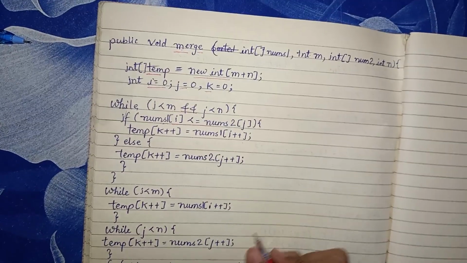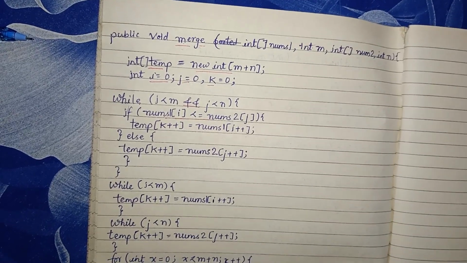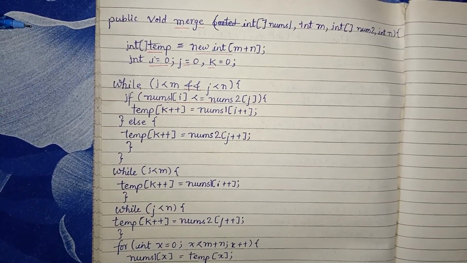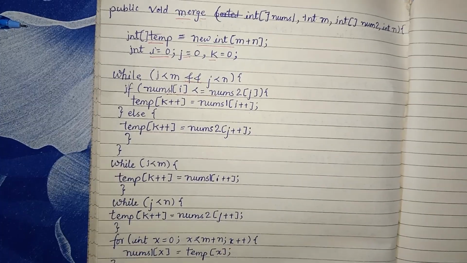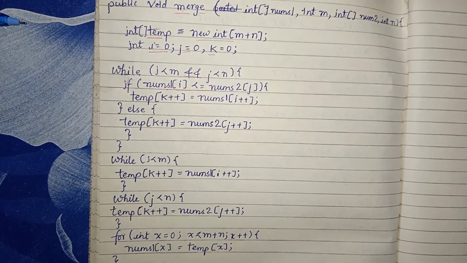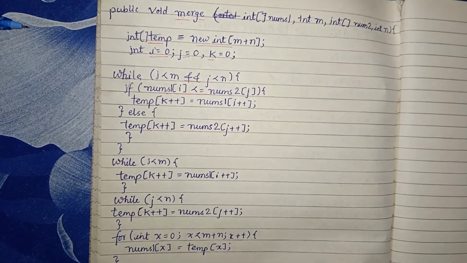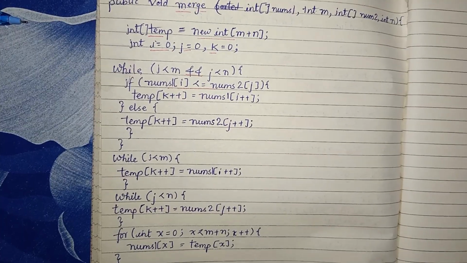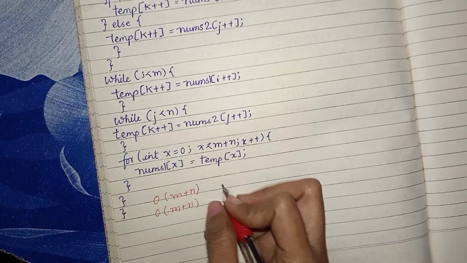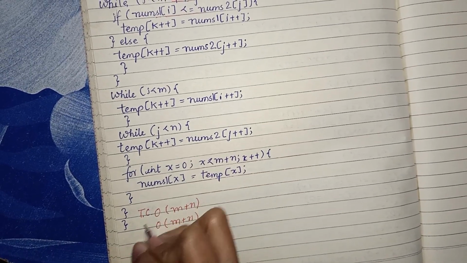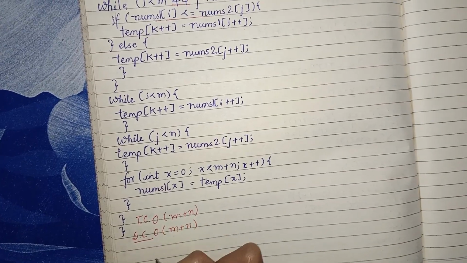The time complexity of this program is O of m plus n, and the space complexity is O of m plus n. This approach is easy but uses extra space. This is its time complexity, this is its space complexity.